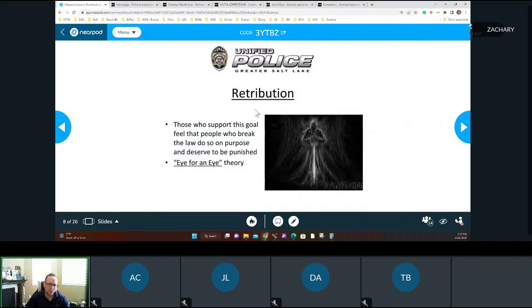Okay, the goal of retribution. Those who support this goal feel that people who break the law do so on purpose, and then they deserve to be punished. So, for example, an eye for an eye theory would be kind of that mantra right there.